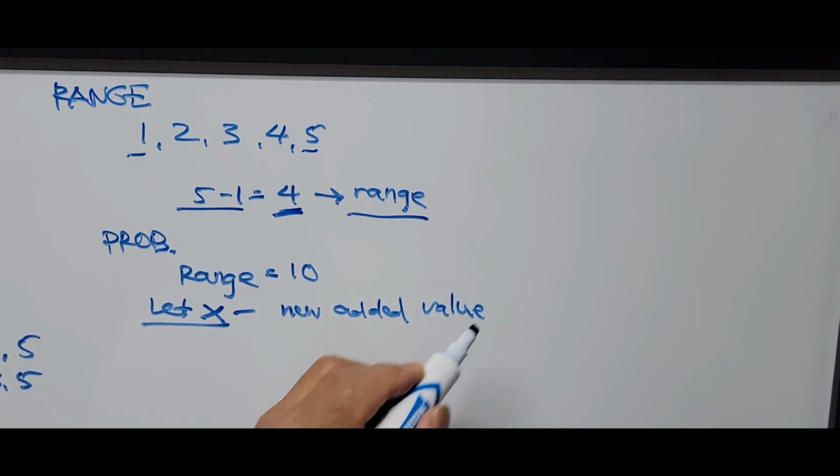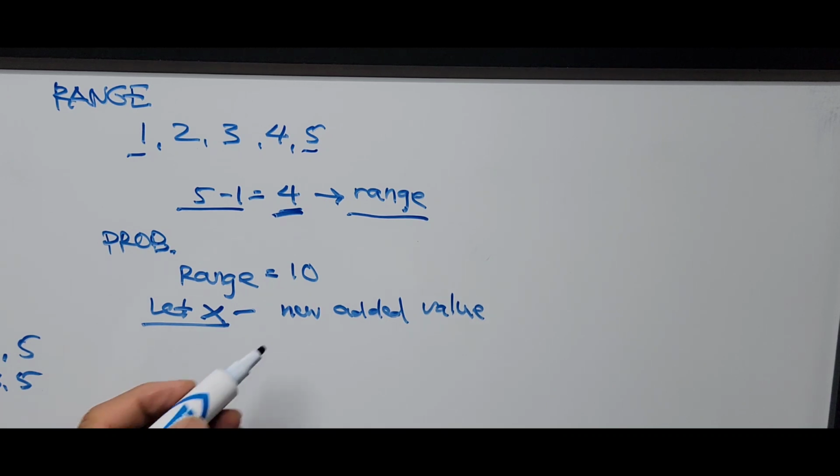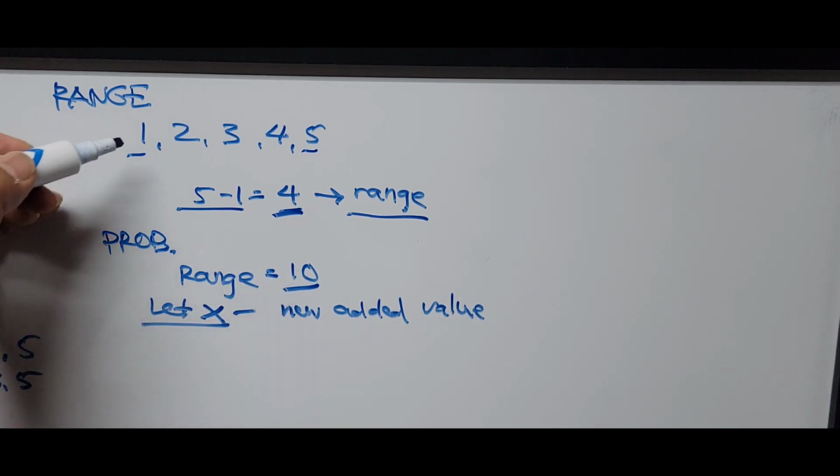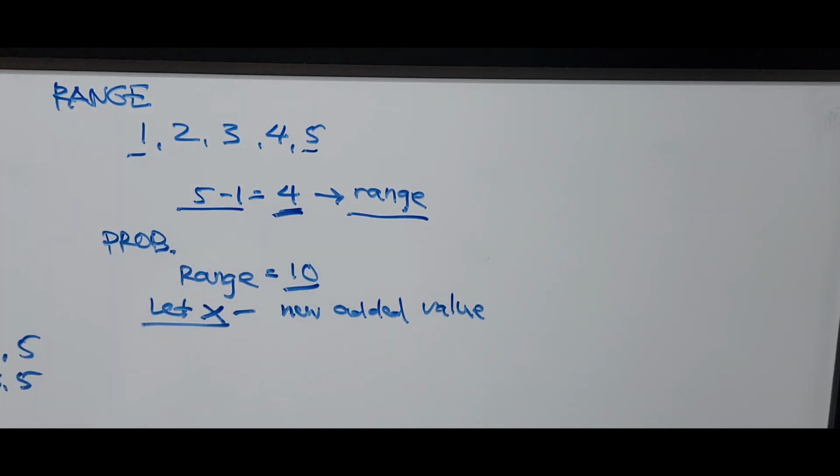So now we have to use algebra to find that x, to get a range of 10 for all this set of values: 1, 2, 3, 4, 5. So what would be the added value?